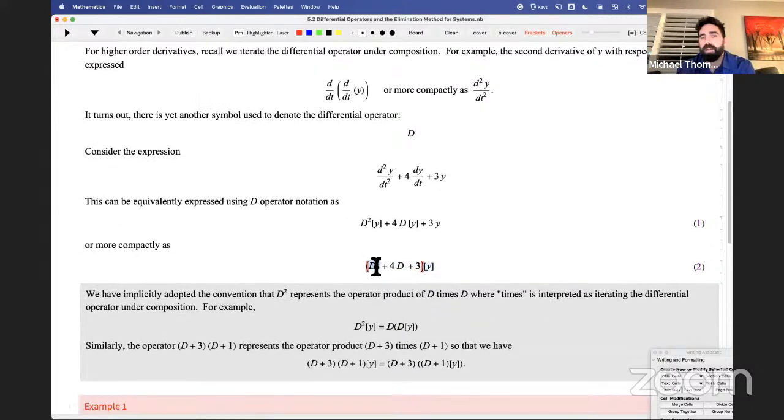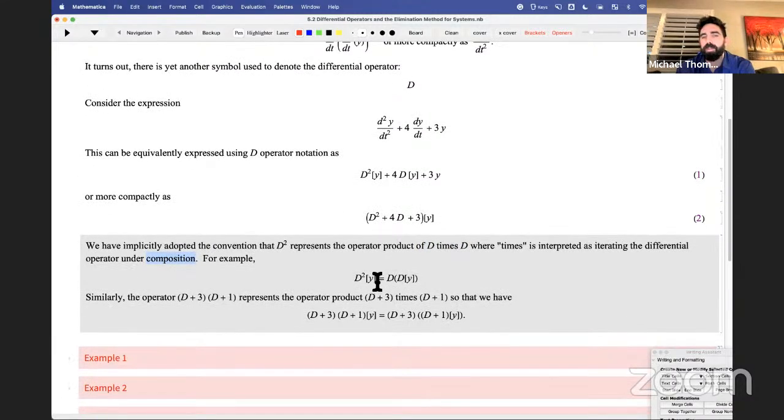The D squared right there, I'm sure you understand is a second order derivative, but one way to think of it is D times D. It's not really a times like we're used to working with, though. We're interpreting times as being composition. So you take D of y and then take D of that result. If you want to find D squared of y, you would take D of y and then take that result and take D of it again.